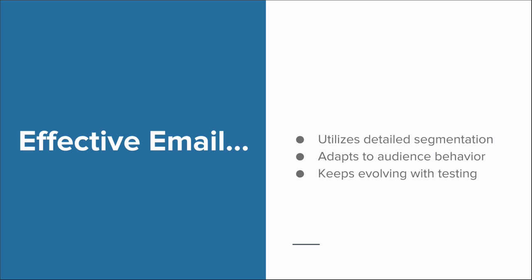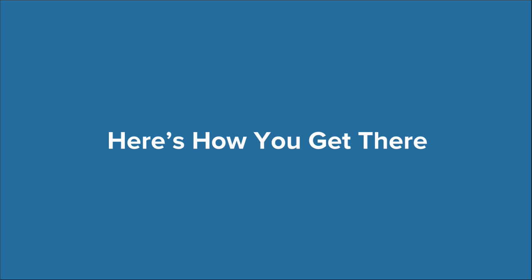So we'll be talking about a number of more sophisticated, more complex email techniques throughout this webinar. But really, at the core of everything we talk about is that effective email utilizes detailed segmentation, it adapts to audience behavior, and it keeps evolving with testing. So those three things are really the foundation of email automation and really even marketing automation. And they're going to be at the heart of everything that we talk about today. So here's how we get to those three pillars of email marketing all the way up to marketing automation and email automation.